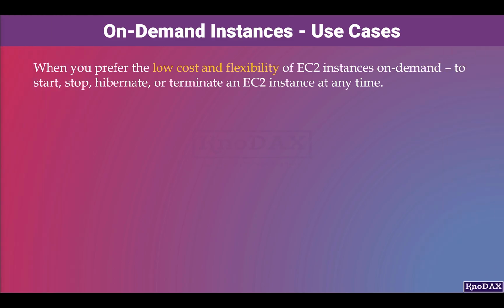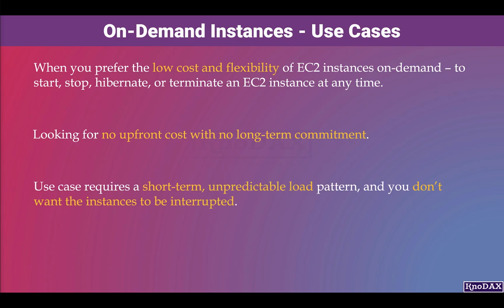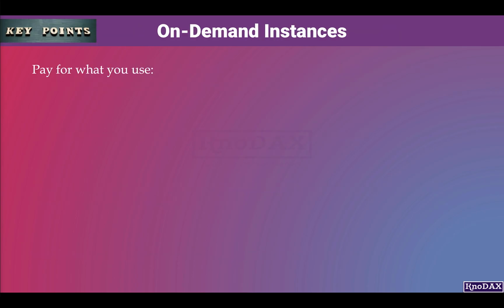Let's talk about use cases of on-demand instances. On-demand instances are recommended for the following types of use cases. When you prefer the low cost and flexibility of EC2 instances on demand, to start, stop, hibernate, or terminate an EC2 instance at any time. You are looking for instances with no upfront cost with no long-term commitment. When your use case requires a short-term, unpredictable load pattern, and you don't want the instances to be interrupted. On-demand instances can be an optimal choice when developing or testing applications on EC2 instances.